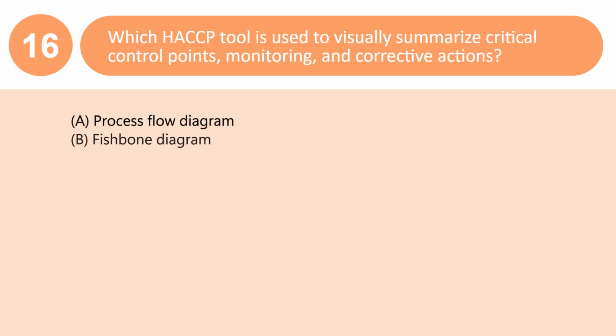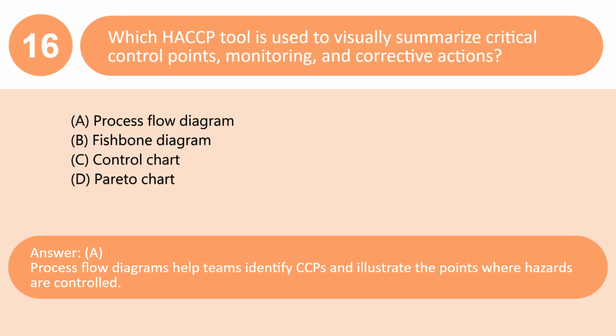Which HACCP tool is used to visually summarize critical control points, monitoring, and corrective actions? A. Process flow diagram. B. Fishbone diagram. C. Control chart. D. Pareto chart. Answer A. Process flow diagrams help teams identify CCPs and illustrate the points where hazards are controlled.